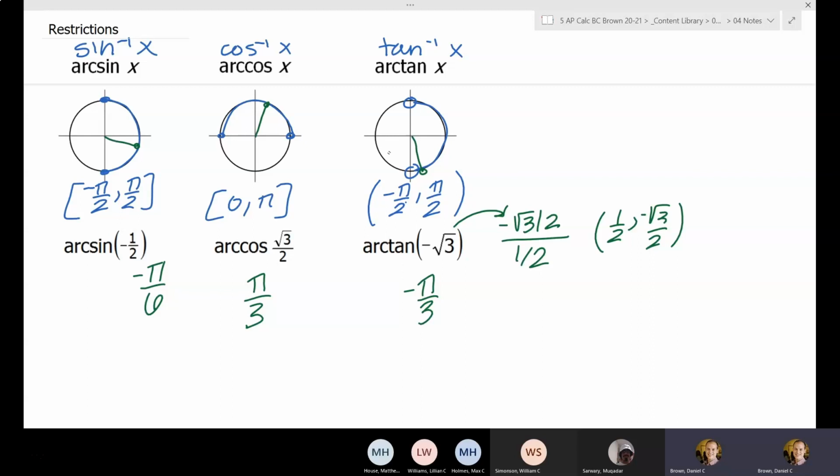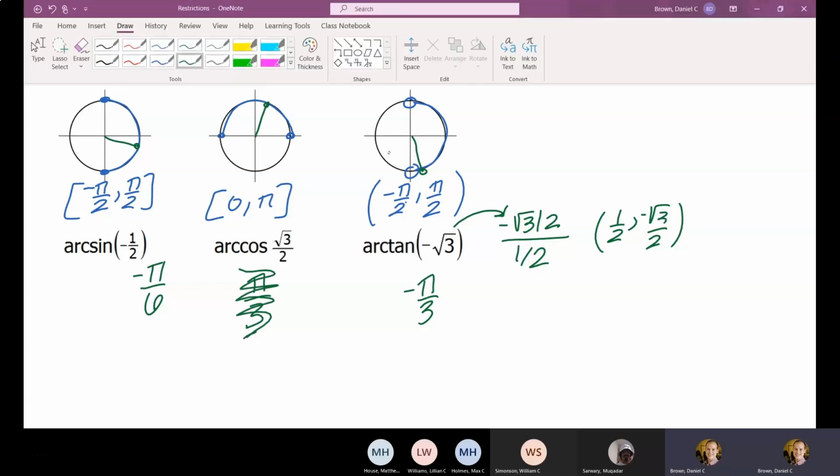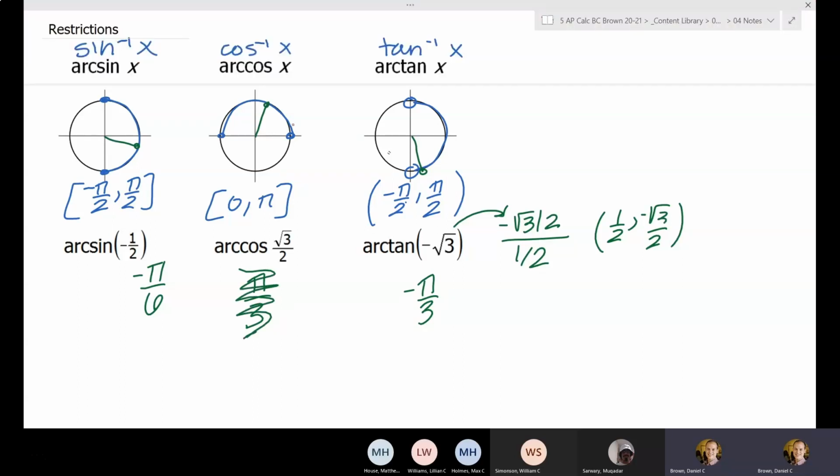Did I mess up? I thought cosine is pi. Oh yeah, Mr. Brown's completely wrong. Definitely not that answer. Thanks. Root 3 over 2 is this one, pi over 6. Cool. 2 out of 3 for me.